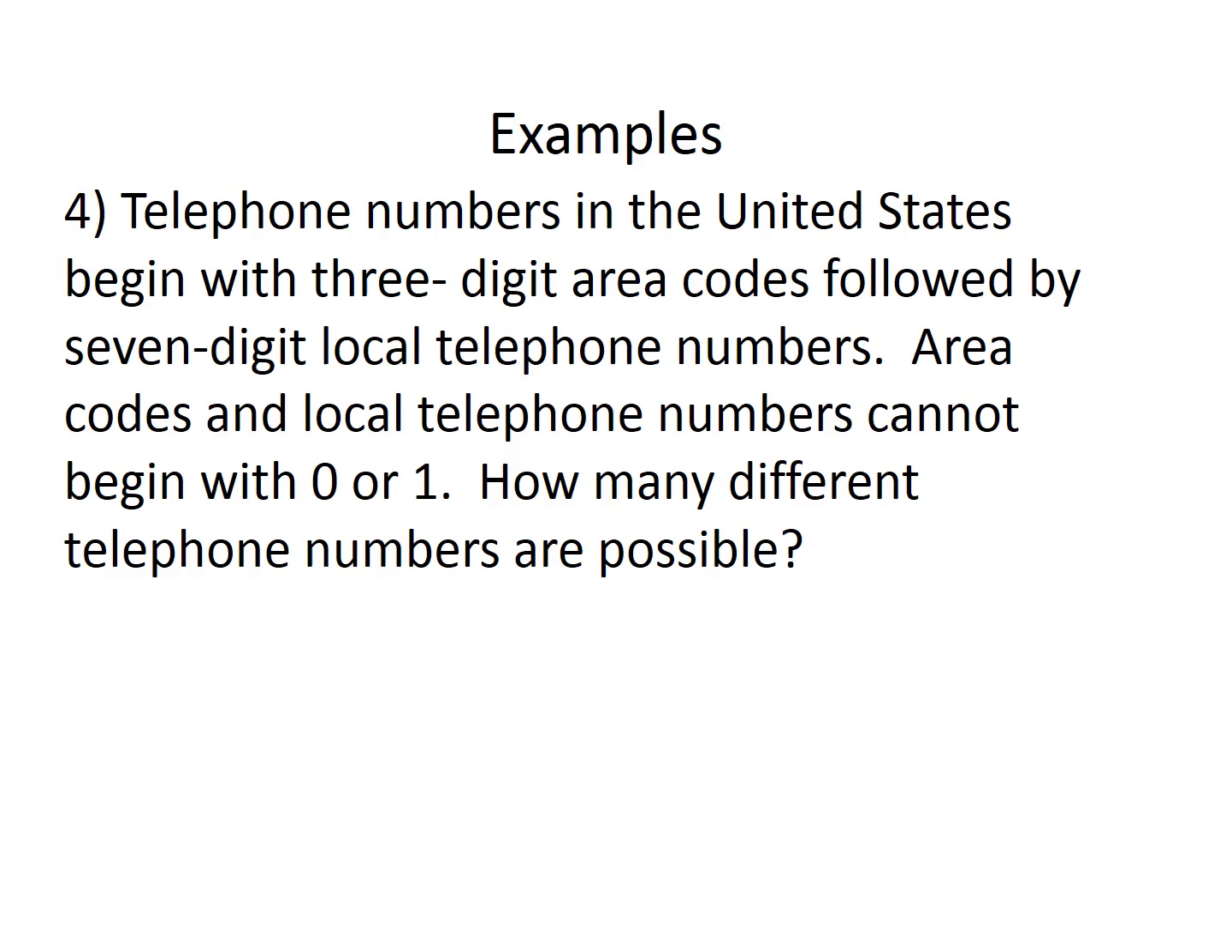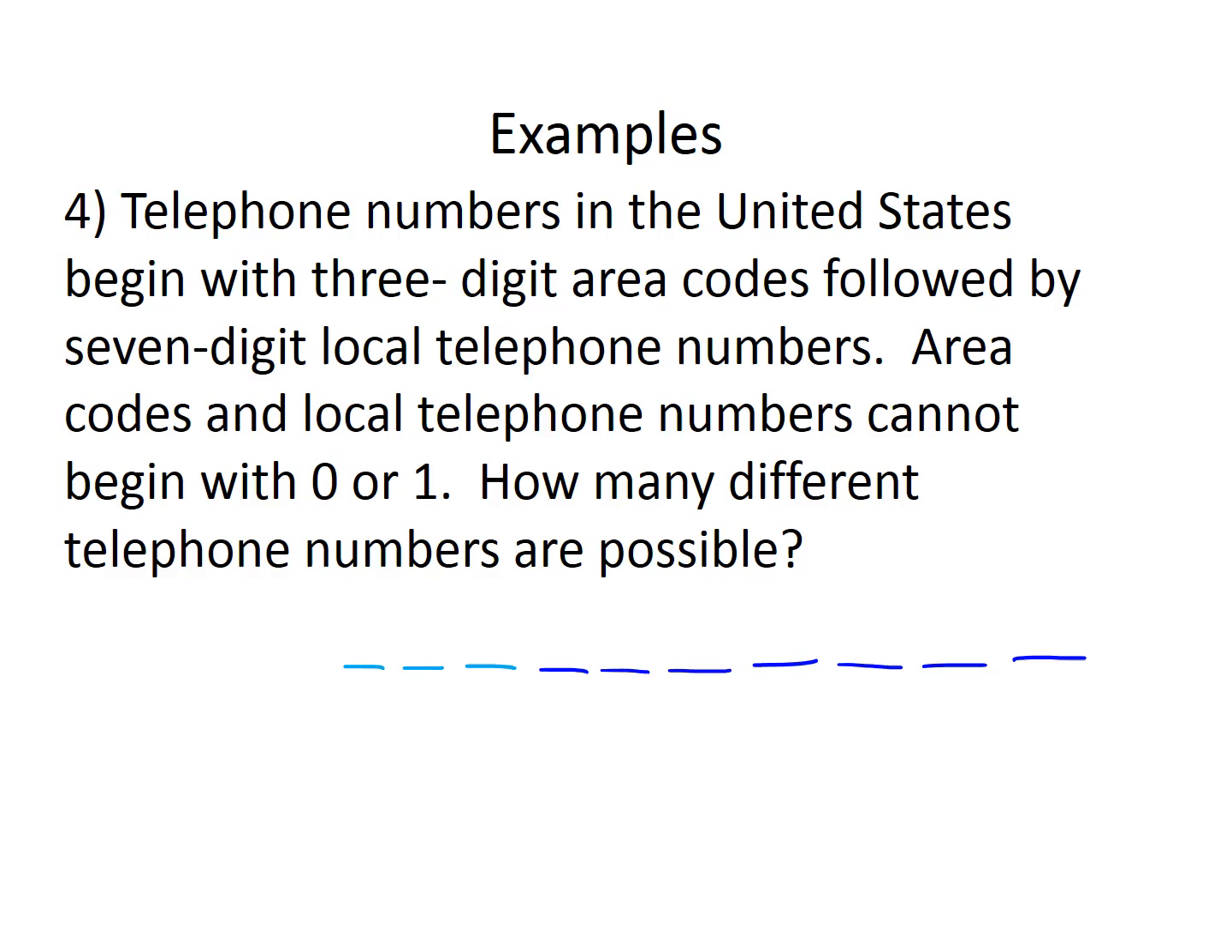And the last example in section 11.1: telephone numbers in the United States begin with a three-digit area code followed by a 7-digit local telephone number. Area codes and local telephone numbers cannot begin with a 0 or 1. How many different telephone numbers are possible? So you can think that there's a 3-digit area code, and then there's a 7-digit number after that.